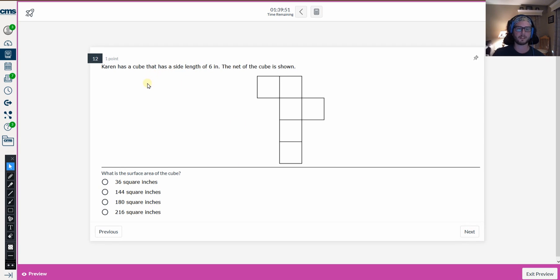For number 12, it says Karen has a cube that has side lengths of 6 inches. The net of the cube is shown here.